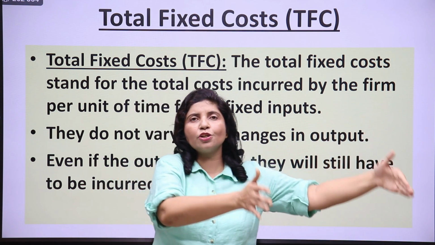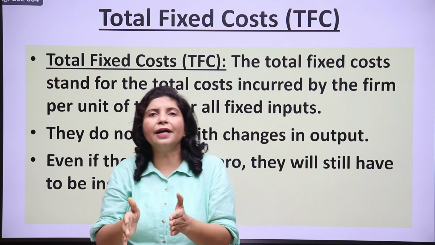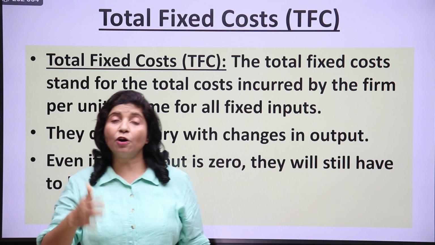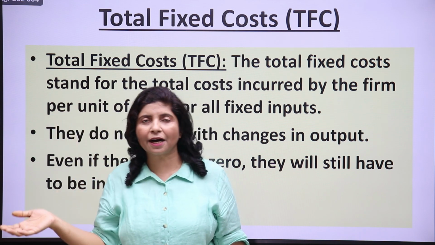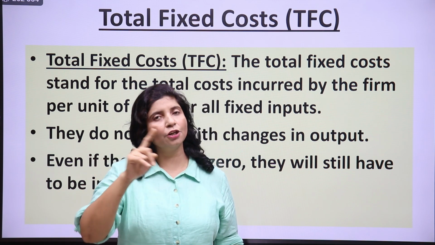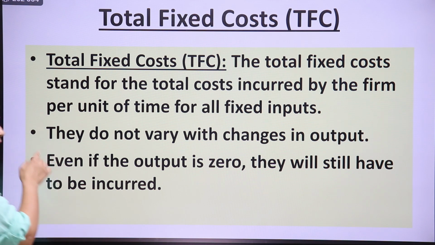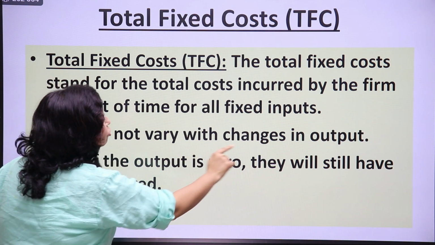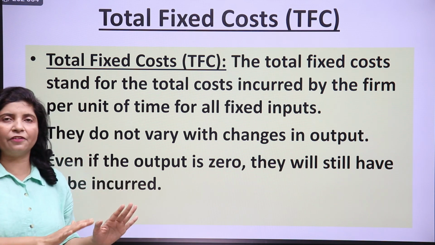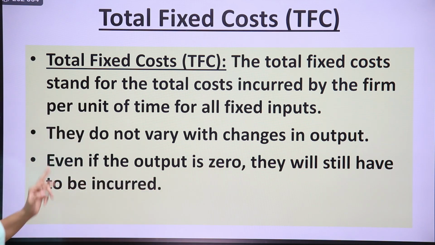Maybe if you are producing only 100 packets of bread per day in your baking machine, you can produce 120 to 130 packets of bread per day. Not more than that. If you want to increase capacity up till 1000 packets of bread per day, then you will have to install new machines and a new plant. So that is maximum capacity, and here your fixed inputs normally do not change with your production. Up till a certain limit, they remain fixed only. Even if the output is zero, they will still have to be incurred.